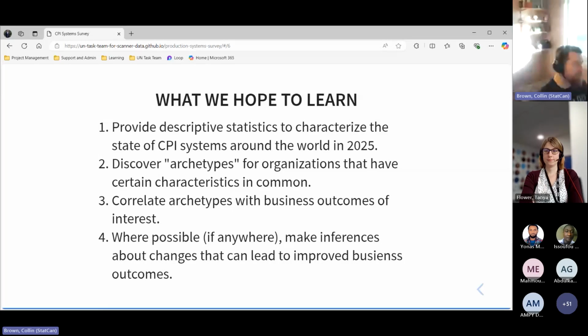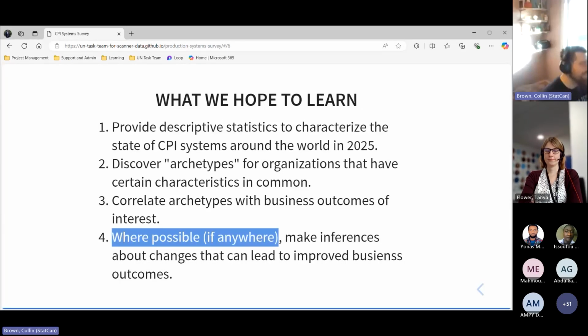If there are, we're hoping to correlate those with some of the business outcomes we talked about earlier in the survey. And obviously this is correlation, not causation, but can we make an educated guess about how certain characteristics might relate to those business outcomes. Again, the big caveat is that we're not making any causal inferences. We're more hypothesizing, based on industry knowledge from other areas like software engineering, about how some of these archetypes and characteristics could lead to improved business outcomes.